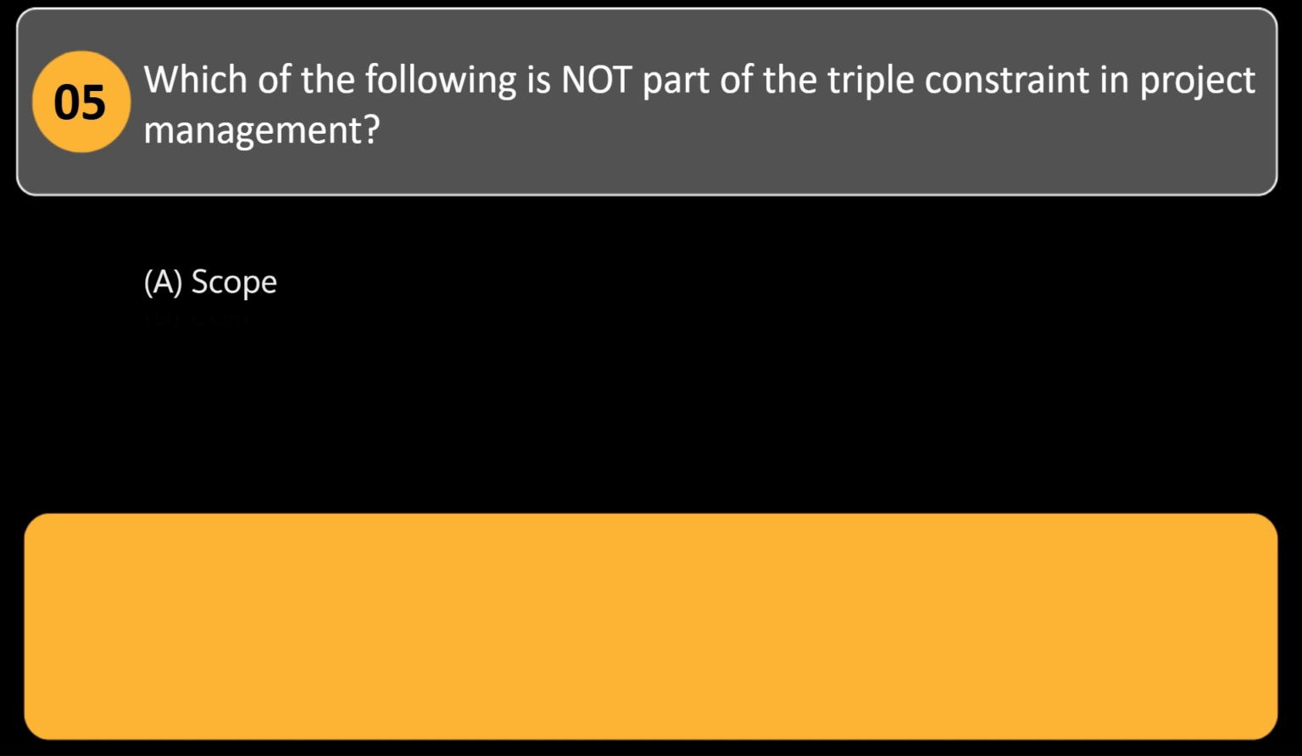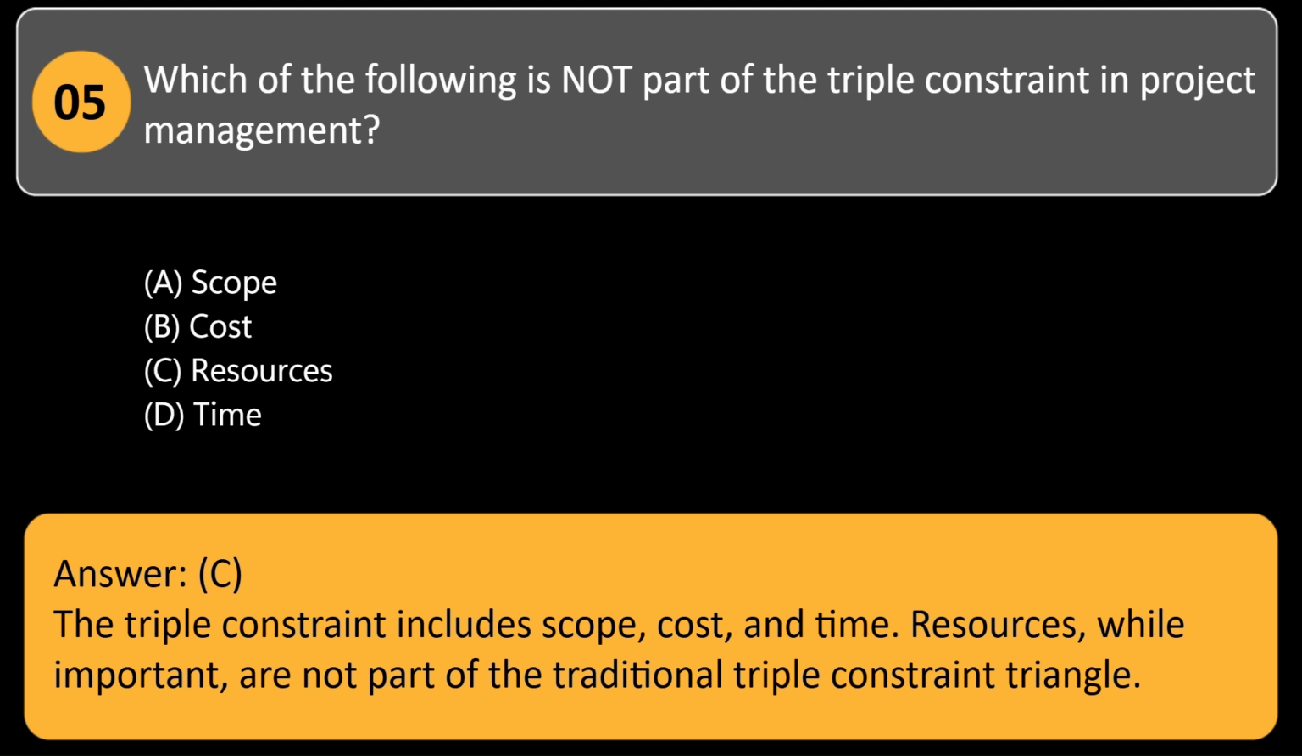Which of the following is not part of the triple constraint in project management? A. Scope. B. Cost. C. Resources. D. Time. Answer: C. The triple constraint includes scope, cost, and time. Resources, while important, are not part of the traditional triple constraint triangle.